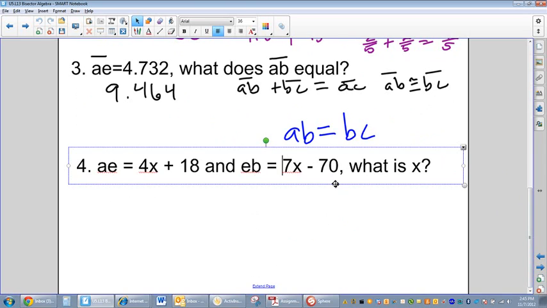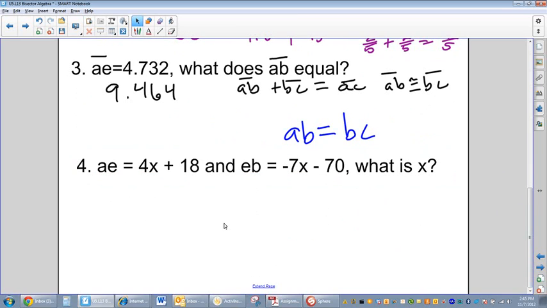I'd like you to solve for X. If we know line segment AB equals line segment BC, and in our case, we know that AE equals EB, we can use one of our properties that we use all the time to solve for X. You have to set up some type of relationship.